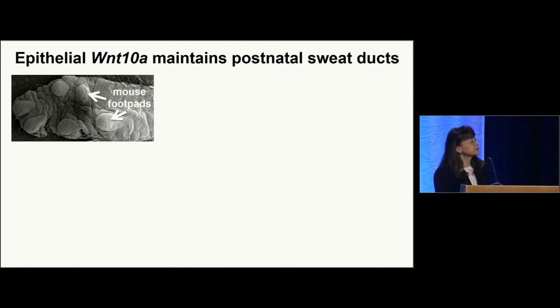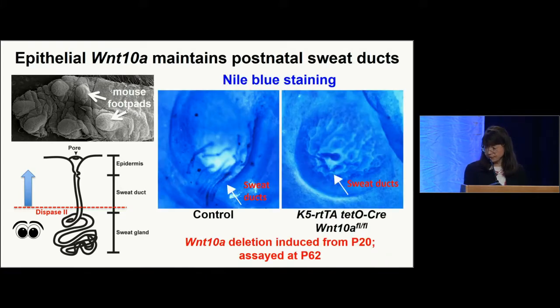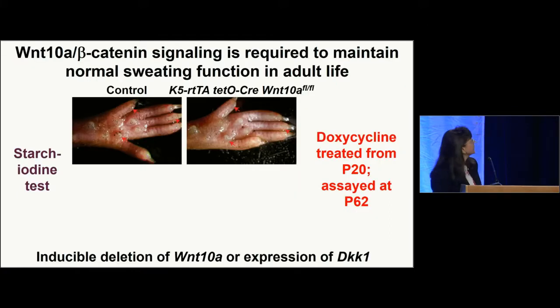Mice, unlike humans, only develop sweat glands in a very restricted region on their foot pads. So to analyze sweat gland formation and function, we used foot pad skin, which we separated with dispase 2 and then stained with Nile blue. Here you can see that deletion of Wnt10A in adult life leads to dystrophic sweat ducts, which shrink up and fail to maintain their normal length. And this results in functional inability to sweat, which we tested with starch iodine, just as in the human patients.